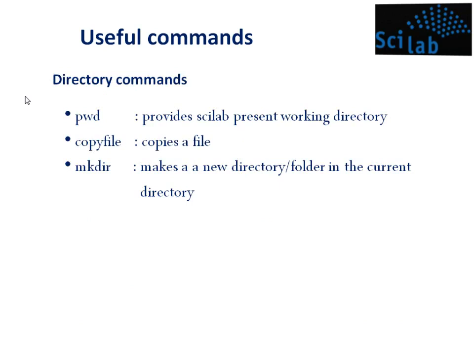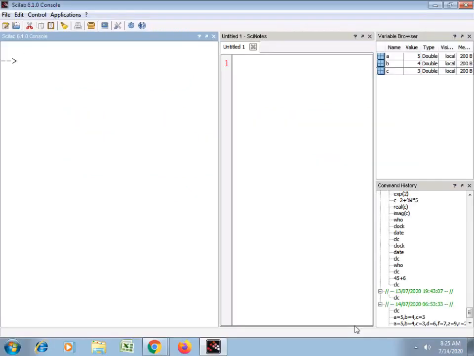Directory commands. pwd, present working directory, is provided by this command. The copyfile command copies a file. The mkdir command makes a new directory or folder in the current directory.